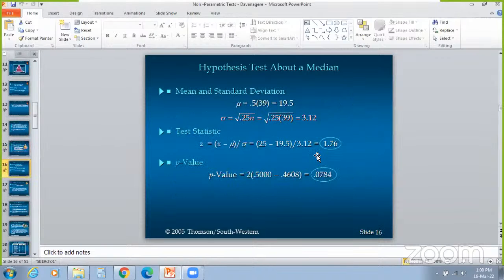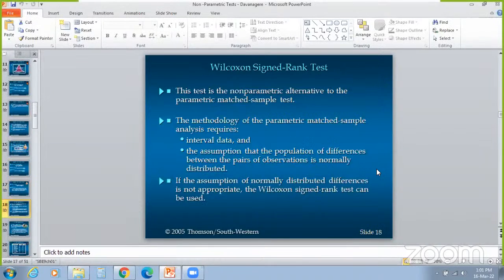This is the process, with the same formula. The mean is 0.5 times n, and the standard deviation is the square root of 0.25 n. So these are the calculated values of the mean and the standard deviation, and we are again using the z-test for the median. The calculated value is 1.76, so the probability value is 0.07. We cannot reject the null hypothesis of no difference in the median age above or below 34 at the 5% level, but you can reject it at the 10% level. So this is a median test.